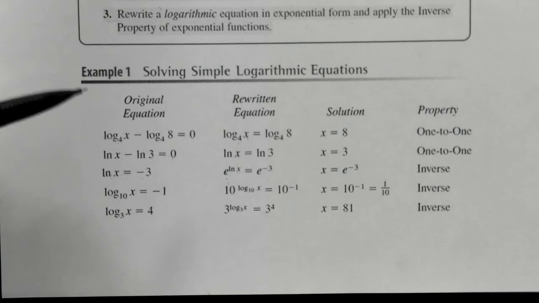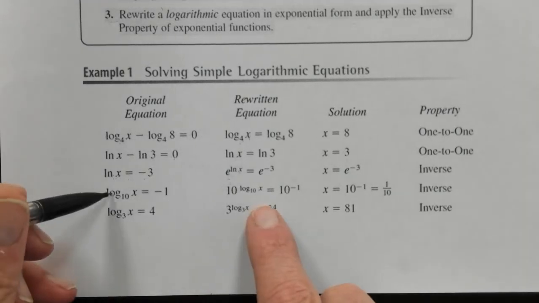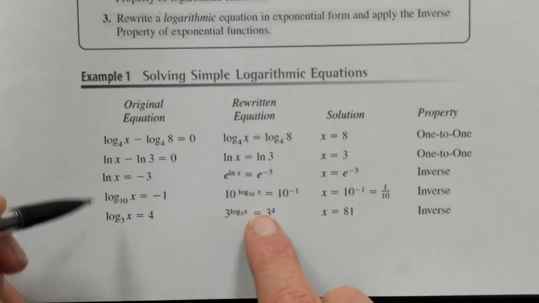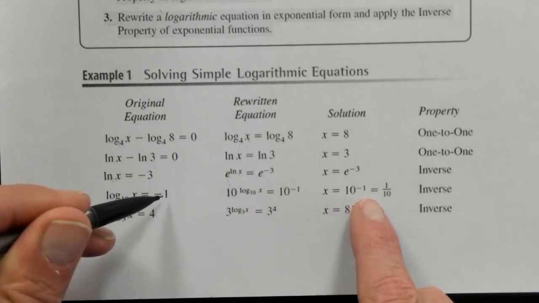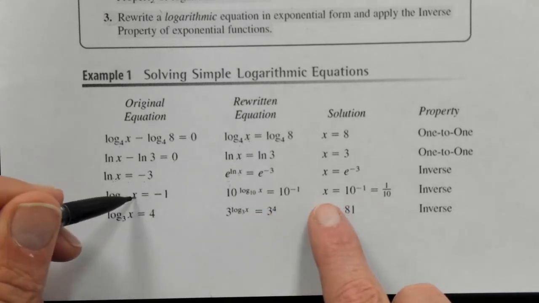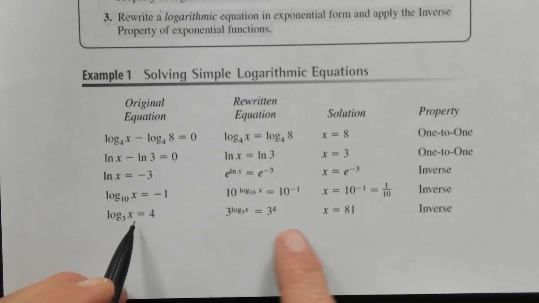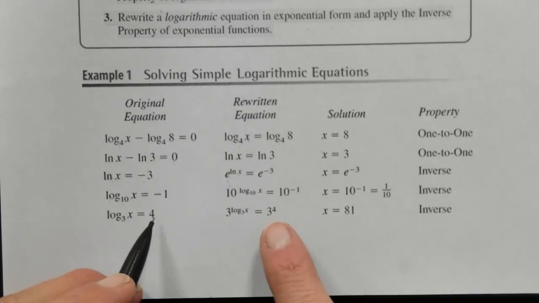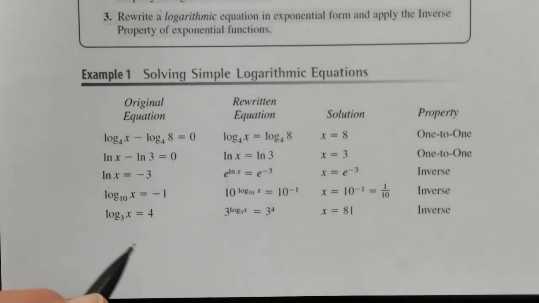All right. So what about this one? Once again, if it's in log form like this, and you can't get the bases to match real simply, then just rewrite it. My base is 10 raised to the negative 1 power equals x. So x is equal to 10 to the negative 1 power, or 1/10. This one, once again, rewrite it in exponential form. My base is 3 raised to the 4th power equals x. So 3 to the 4th power is 81.